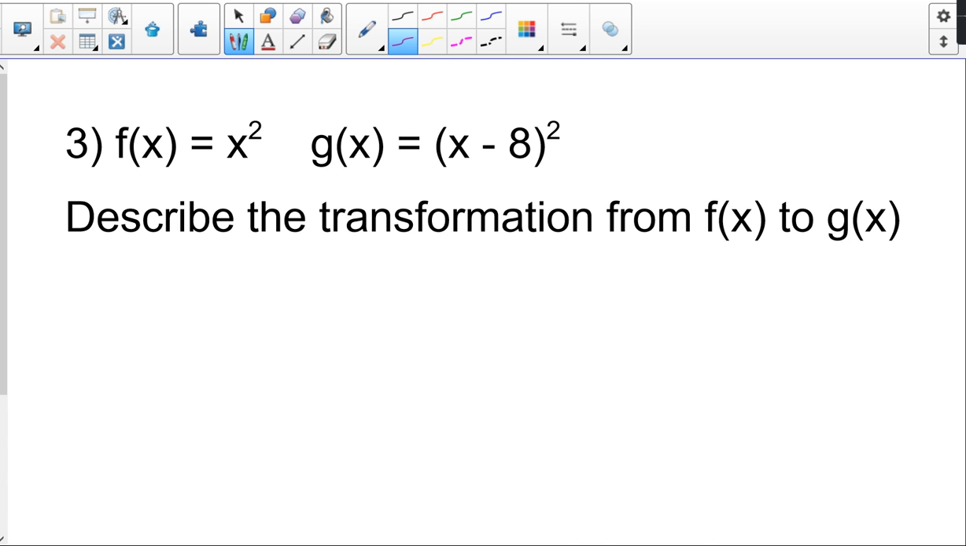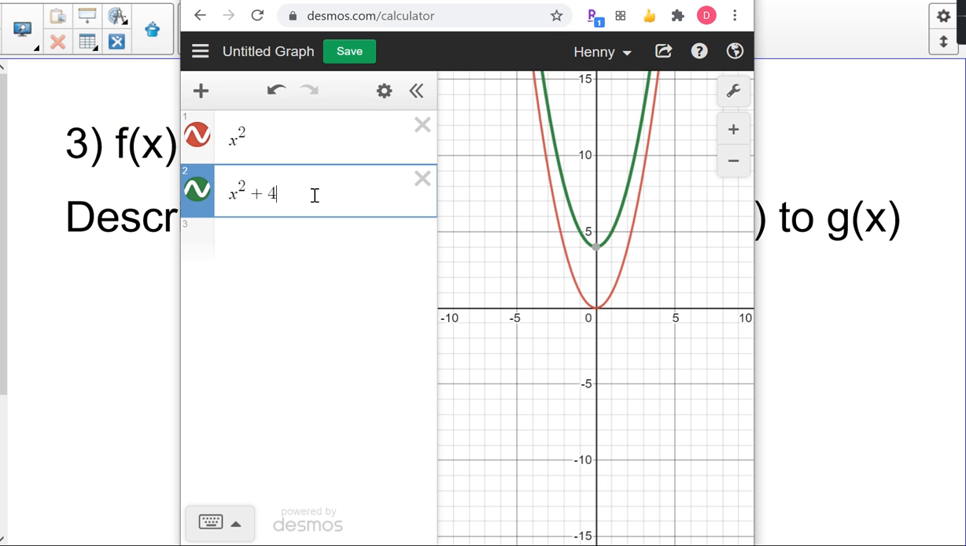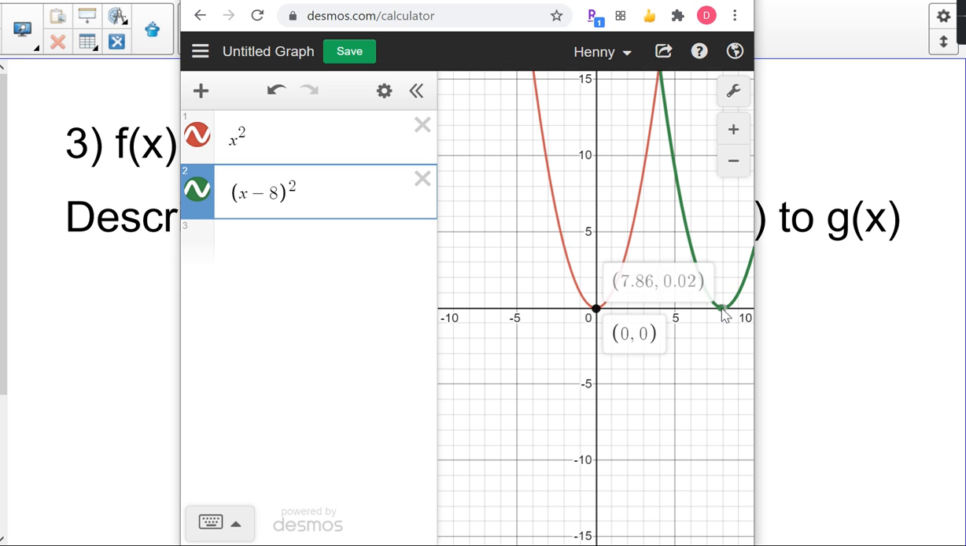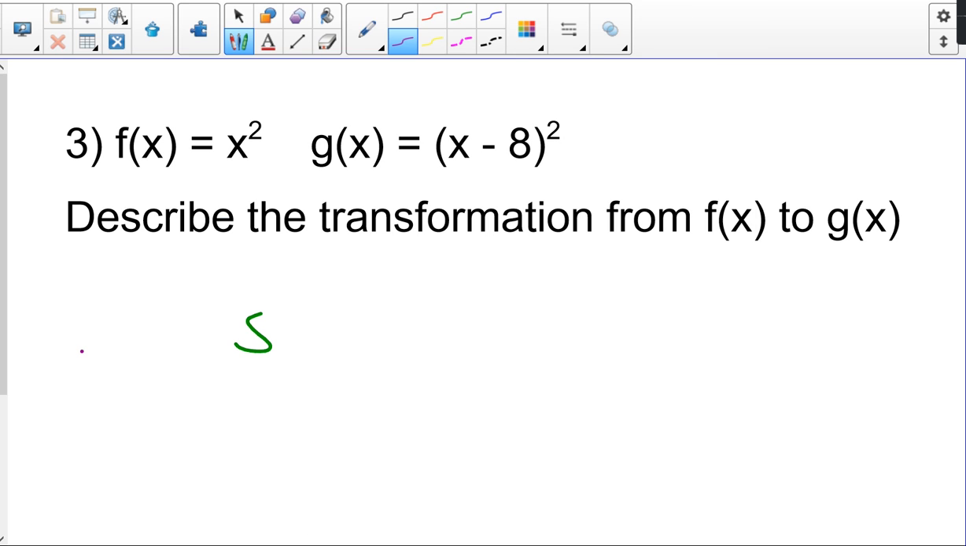Let's look at it on the graph again. x squared, and then it becomes (x - 8) squared. Okay, so it goes from (0, 0) to (8, 0). 8 units to the right.